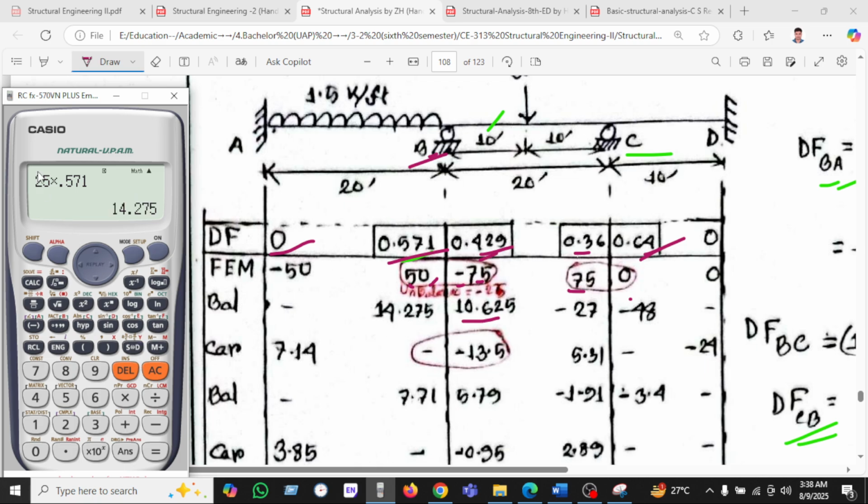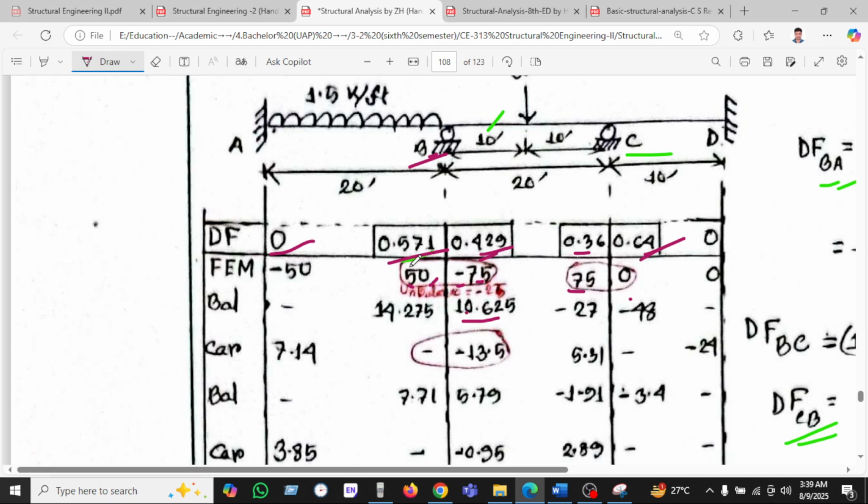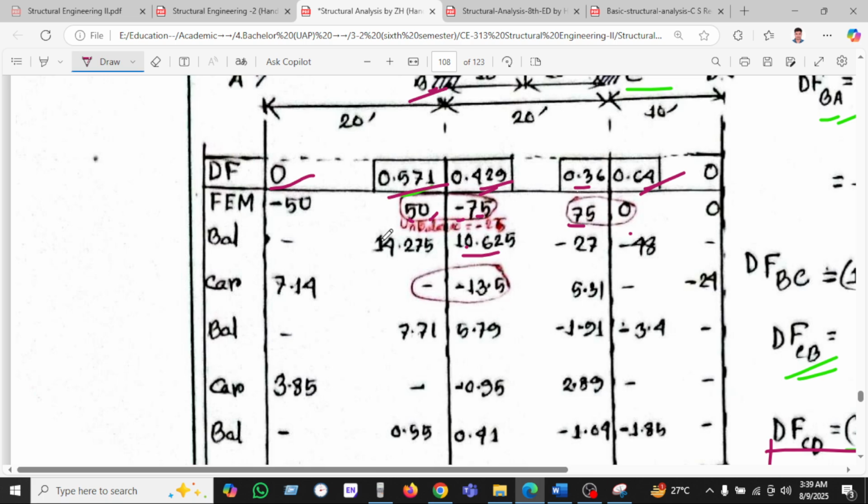So how do we get the 25? The 25 is nothing but 75 minus 50. So we take the unbalanced moment and multiply with the distribution factor. The carryover is always half. So if we carry over 14.275 divided by 2, we find 7.14. In the same case, we have 70 here.